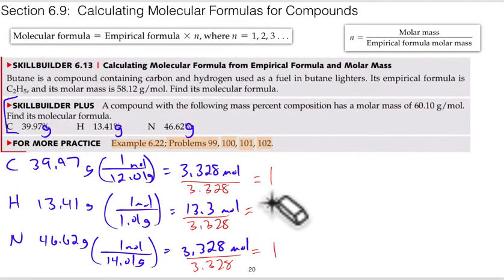Actually, this comes in at 3.996. Okay, that's close enough to 4. Right, we're looking for whole numbers. So here's our empirical formula.